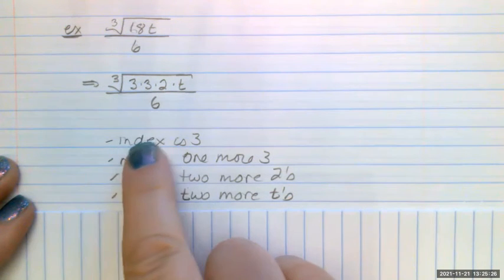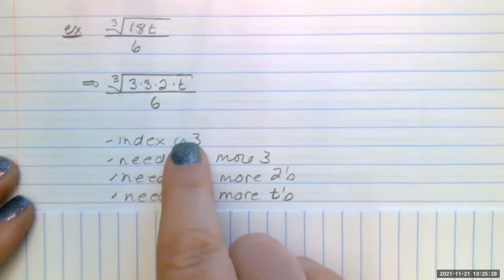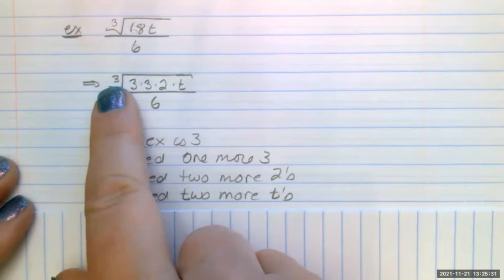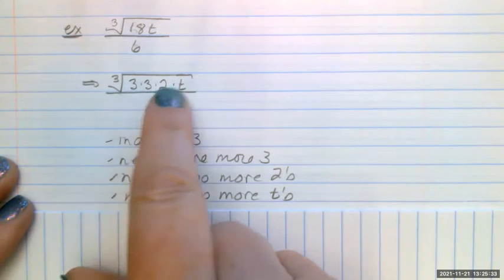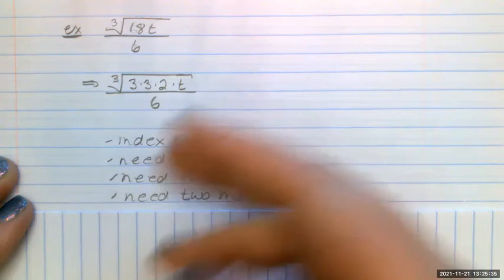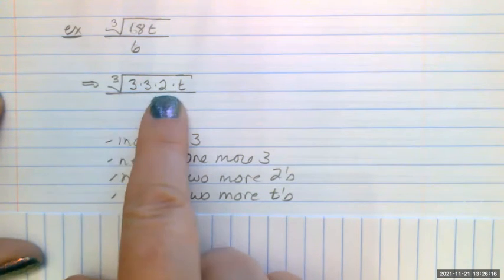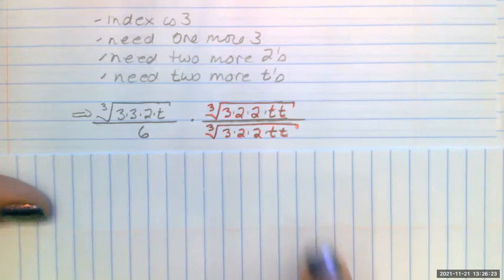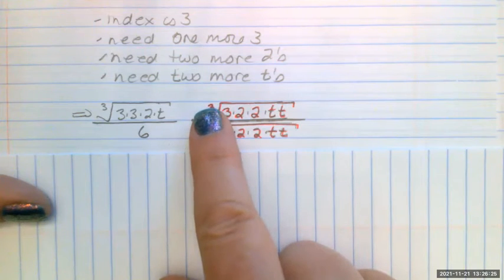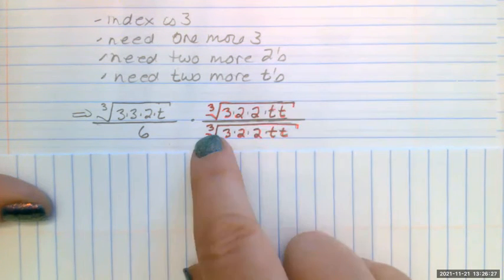As we notice, the index is 3, meaning I need 3 of a kind. I need 3 of everything in order for it to come out from under the radical. What will happen is I will have 3 3s, 3 2s, and 3 t's under the radical. And that's what I'm trying to make, 3 of a kind, 3 of each of these numbers. So I'm going to multiply by the same index, the cube root, top and bottom.